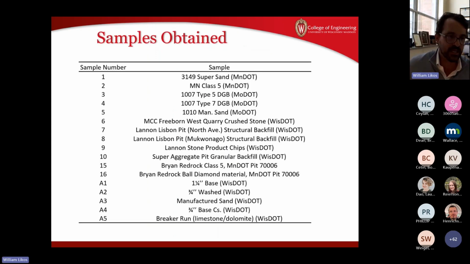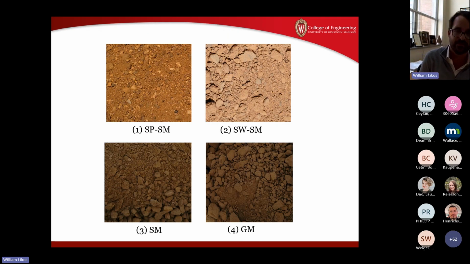So these are the materials that we obtained as part of this project. 16 in total. You'll see in a moment that about half of these are classified as sandy materials. About half of them are classified as gravelly materials. To give you a sense of what these look like, here are the first four on that table there, and corresponding soil classification. So number one there is a poorly graded sand, silty sand, and number four down there is a silty gravel. So we're talking about a pretty wide range of grain sizes with these materials.